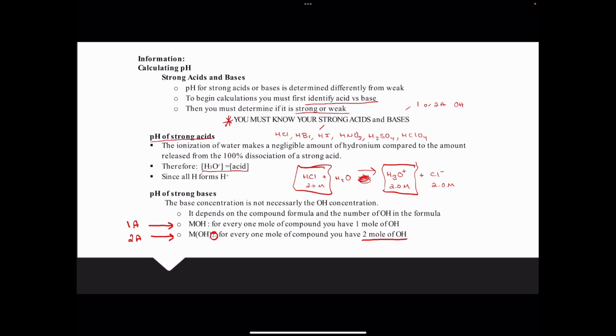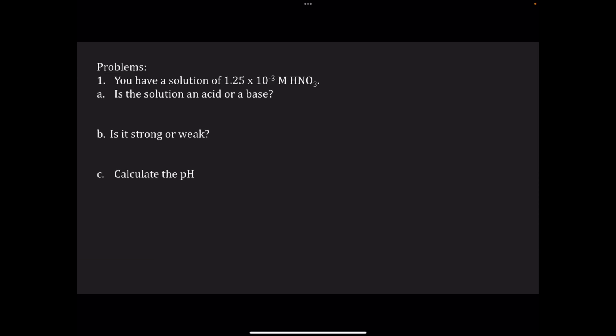So we'll look at some examples of calculating both the strong acid and strong base pH. As we said, it's very, very good to get into this habit in this chapter of identifying, do you have an acid or a base? Is it strong or weak? So here we've got a solution of 1.25 times 10 to the negative 3rd molar HNO3. And so we're asked, is this an acid or a base? So remember our acids, we look for hydrogens out front, or COOH, or positive. And I have a hydrogen out front. This is going to be an acid.